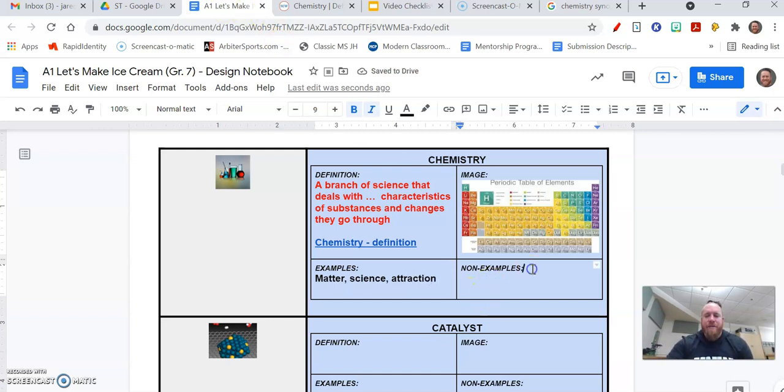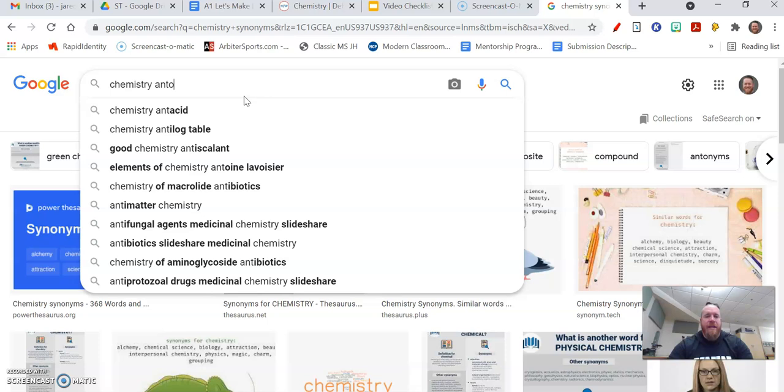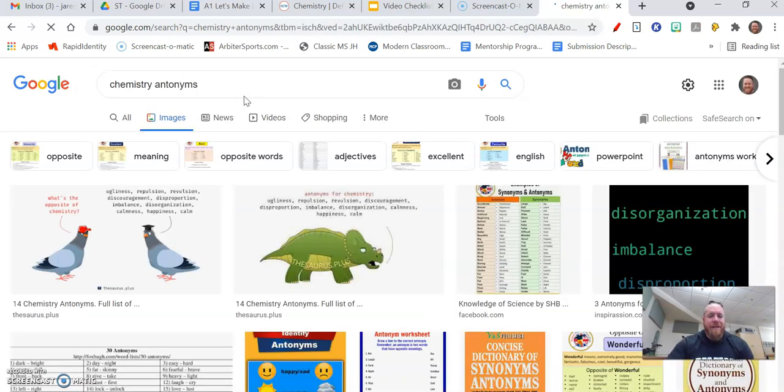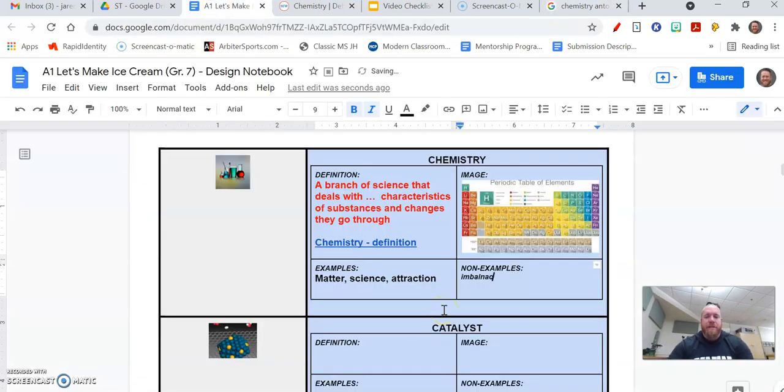Then when we get to non-examples, the easiest way in my opinion, if I go back to Google here, is to type in chemistry and then antonyms. When I type in antonyms, I am going to get opposites. So chemistry is about, I guess, organization and things working together. And here's a word right here, imbalance. Okay, so I could type imbalance. Oops, I got to spell right. I could also type in other forms of science that are not chemistry, like biology. That would be one. I apologize for the bells. So those would be non-examples of chemistry.